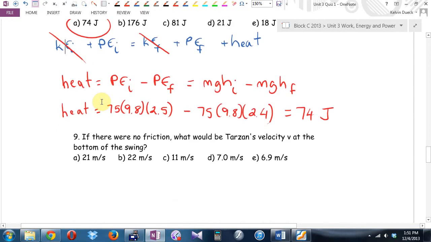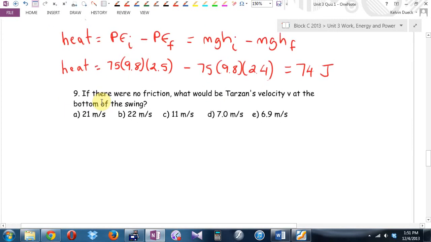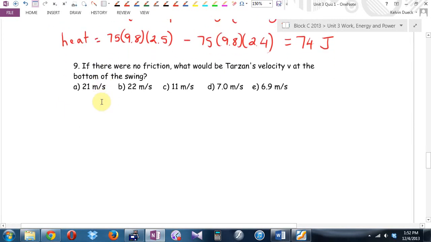If there were no friction. Now we're in our magic physics world, William. What would Tarzan's velocity be? Cross out the word velocity. I should fix that. It's a speed. You know how I know it's a speed? Because work and energy are what? Scalars. Scalars, right? I'll fix that.